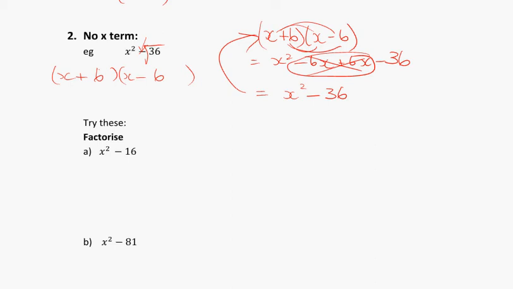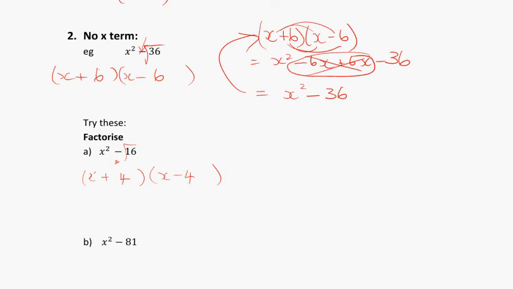So the square root of 36 is 6, and so the 6 goes in each bracket. Okay, try the next one. No x term in there, so we know it's a difference of two squares. x goes in the front of each bracket. Signs are different. The square root of 16 is 4, and so it's x plus 4, x minus 4.